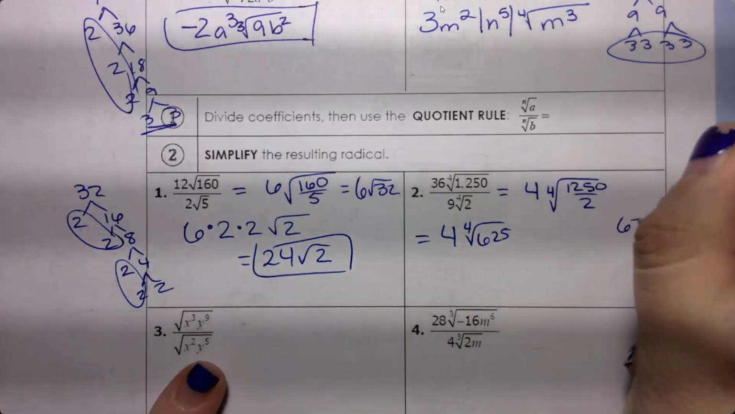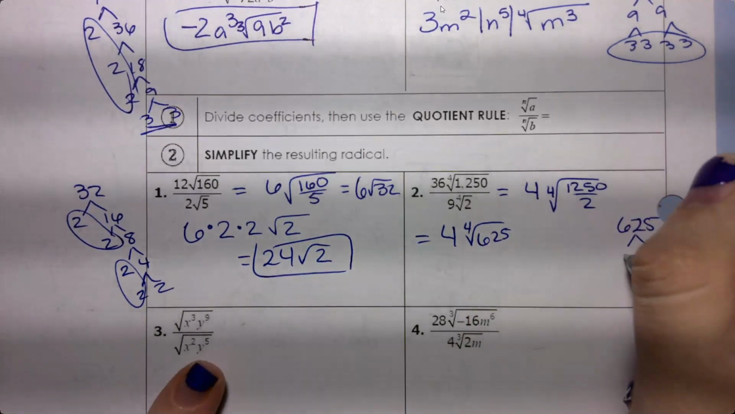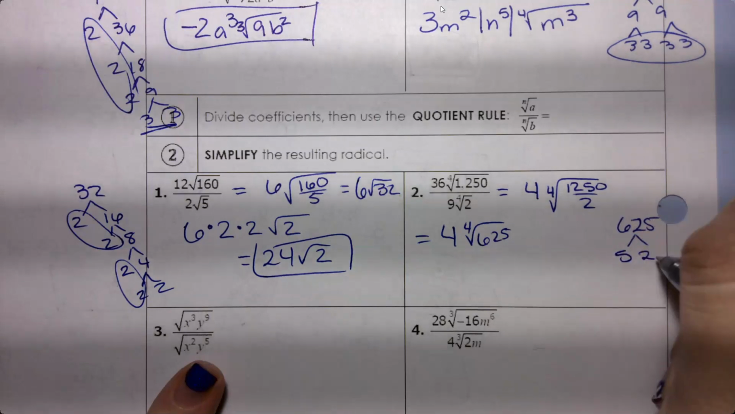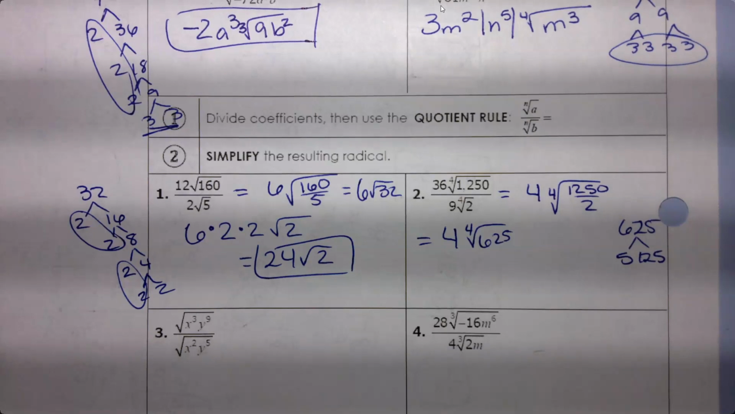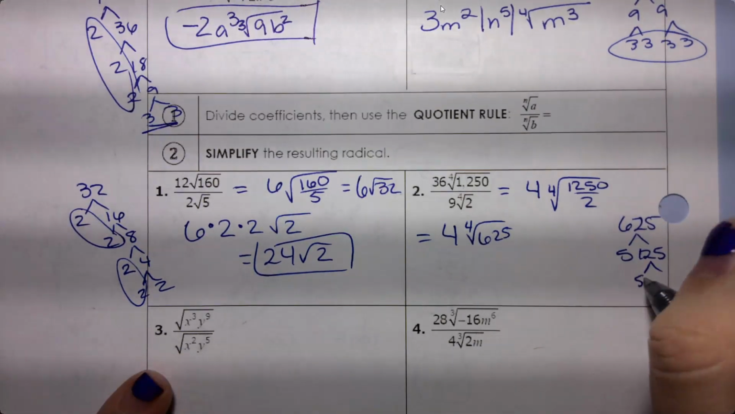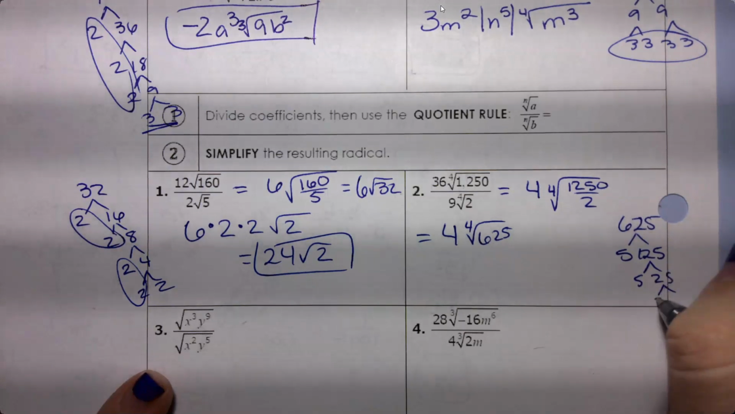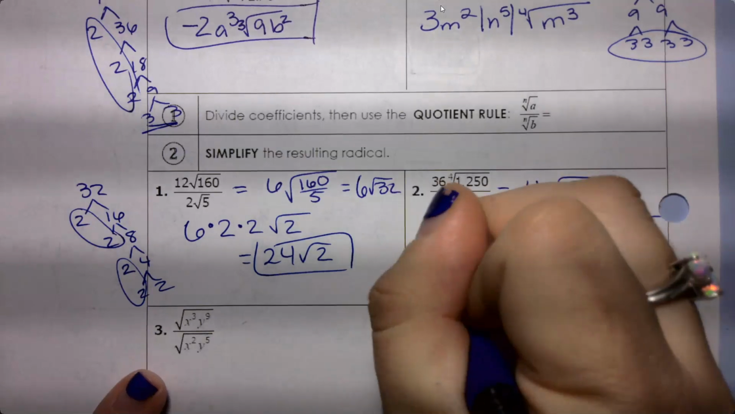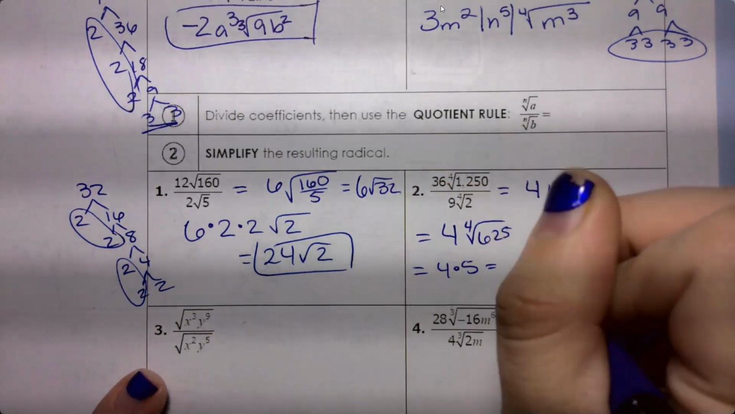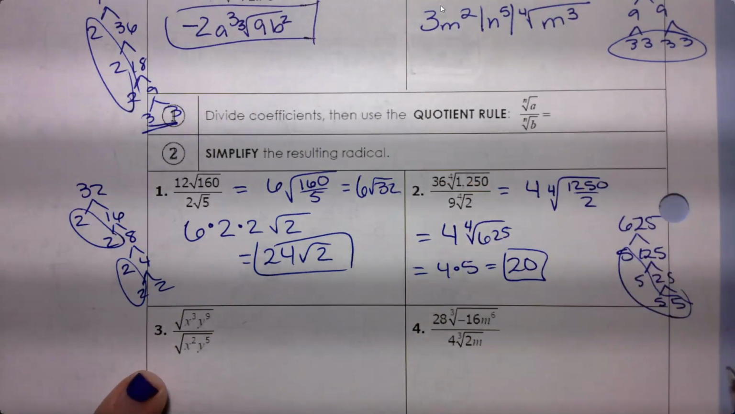I'm going to factor tree 625. So this gives me 5 and 125. And then 125 gives me 5 and 25. And 25 gives me 5 and 5. So I have a group of 4 5s. So this results in 4 times 5, which is just 20.